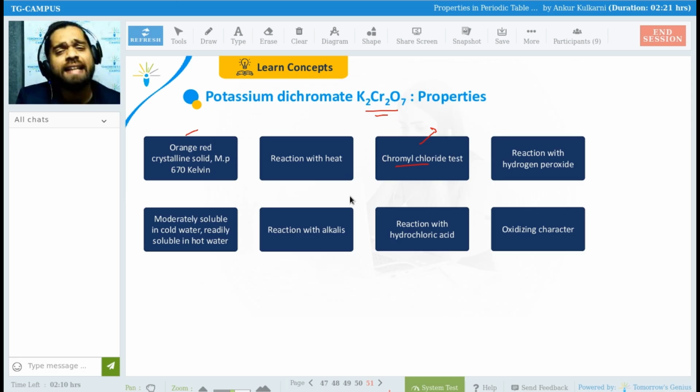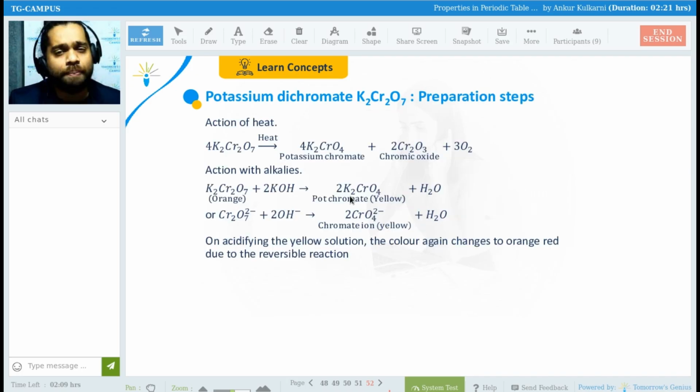Then there are various other reactions. This is important: the oxidizing character. Yes, potassium dichromate is a strong oxidizing agent. You learn that in your organic chemistry, that potassium dichromate is a very strong oxidizing agent. Then there are these few properties, few tests that I want you to see.